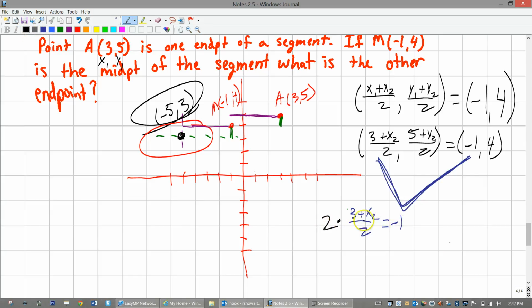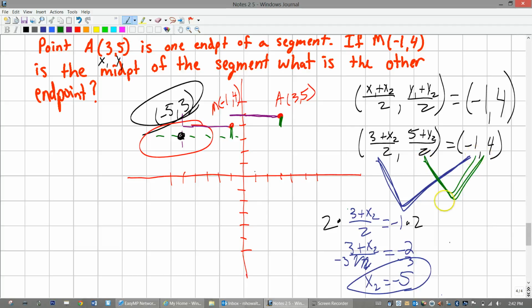You can multiply both sides by 2, and you get 3 + x2 = -2. And then -3 from both sides, right? And you get x2 = -5. Guess what? We got the same value, which is good, because if we didn't get the same value, we'd have issues. Then we can set up another equation. Now this is a little bit more regimented. Multiply both sides by 2, 5 + y2 = 8. -5 from both sides would be y2 = 3.